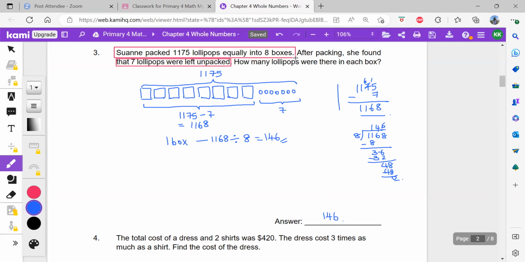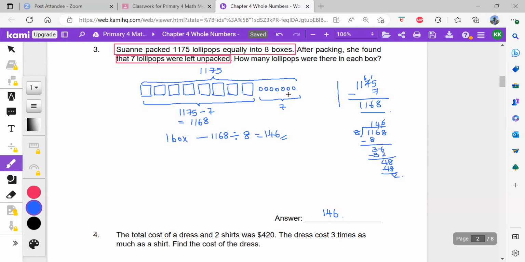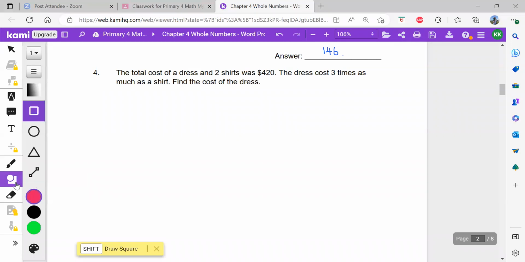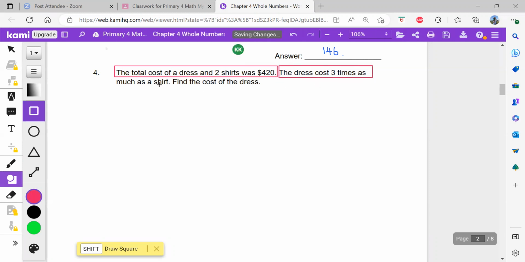All right, let's take a look at the last question for this worksheet. The total cost of a dress and 2 shirts was 420. So once again, let's try to turn this word problem into a picture problem. Let's start to draw models. All right, so again, which sentence should I start to draw from? Should I start from the first sentence, or should I start from the second sentence?